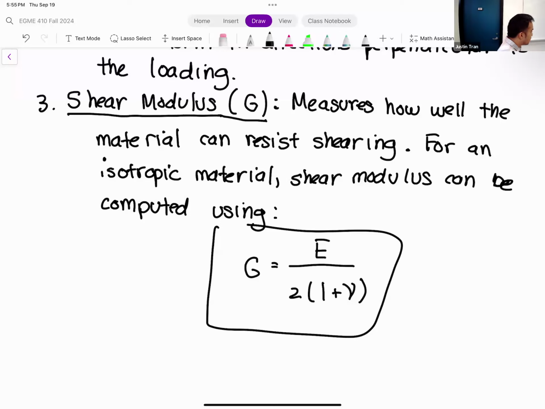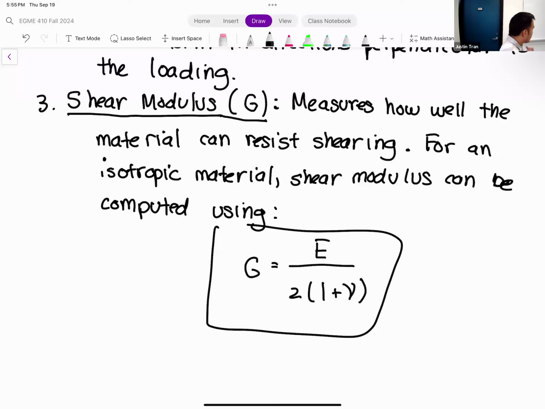This is important too, and we need to know how well our material will resist shear. It's just that for an isotropic material that is linearly elastic, we compute the shear modulus using these terms here. So oftentimes, we don't really concern ourselves with it, even though it is technically real. Any questions on this so far?